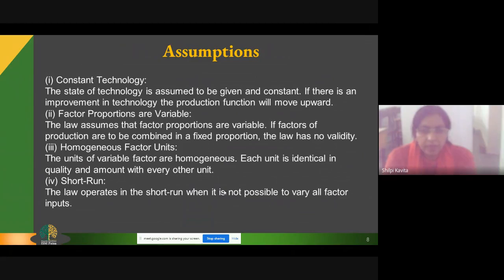So, apart from other assumptions, the main assumptions are that the technology is constant here, because if the technology changes, the law of variable proportion won't be justified. Factor proportions are variable. That means if factors of production are to be combined in fixed proportion, the law has no validity. All the units of variable factors are homogeneous. I mean, skill-wise, the labor should be in the same skill compartment. And this law operates in the short run, when it is not possible to vary all factor inputs or factors of production.